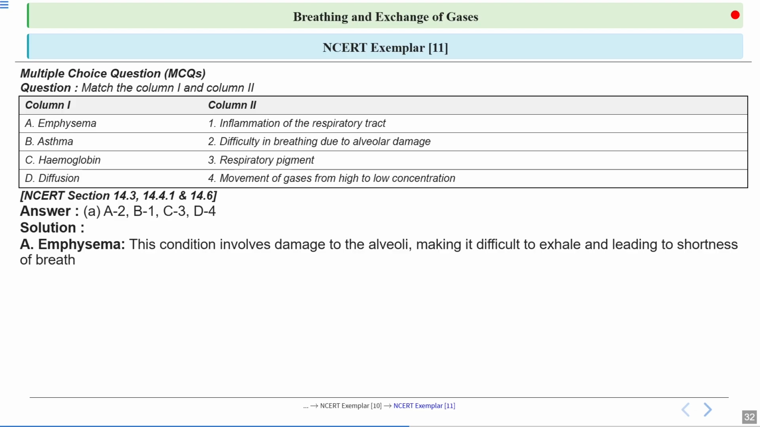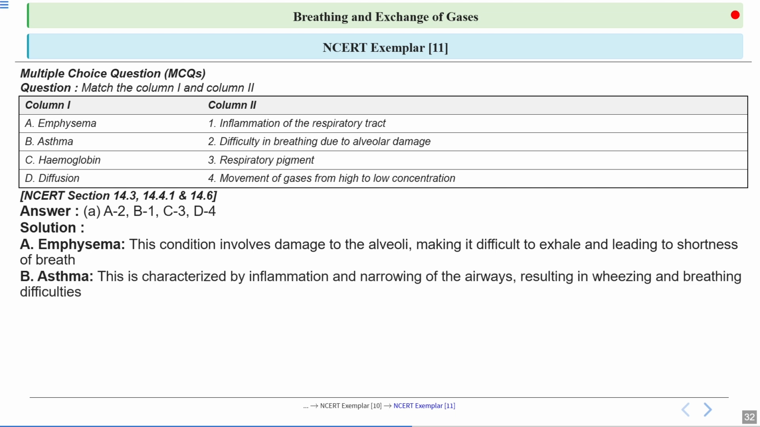Emphysema. This is a condition that involves the damage of the alveoli. Here, the alveoli get damaged, making it difficult to exhale and leading to shortness of breath, right? So here the correct match is with difficulty in breathing due to alveolar damage. Asthma. This is characterized by the inflammation and the narrowing of the airways, resulting in wheezing and breathing difficulties. Right. So here we face a lot of difficulty in breathing if the person is dealing with the asthma disease.